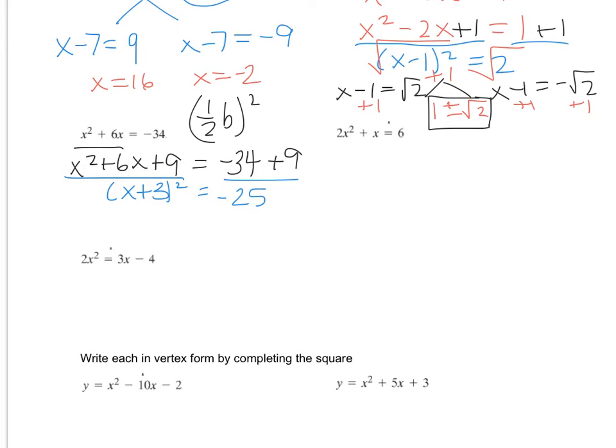So now I'm going to take the square root of each side. Now we've learned about complex numbers. This is going to be an imaginary number because I have the square root of a negative 25. I can do that because we know that the square root of negative 25 is 5i. So I'm going to break it up into two parts. I'm going to have x plus 3 equals positive 5i, and x plus 3 equals negative 5i.